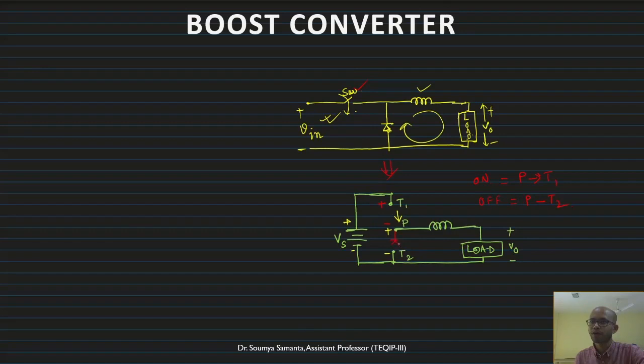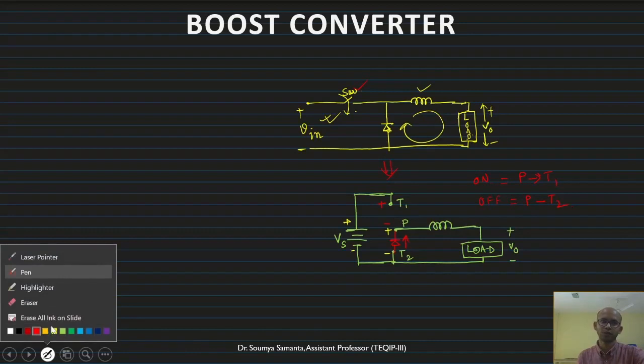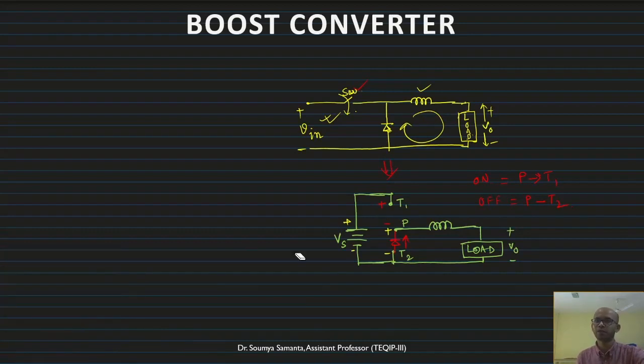If I connect the diode here this way, now what will happen? This is the conduction direction and this is the blocking polarity. Okay, this is suitable here. Now what about the switch? That means we can use the transistor also. The transistor can be a good option.